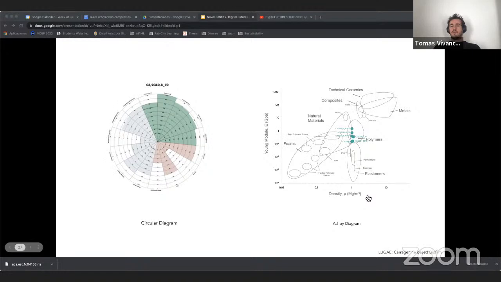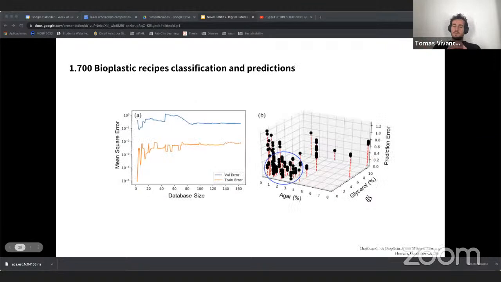Ongoing, we have a research project from Católica University and USACH with some material scientists and also a computational scientist. We're developing a pilot project in Región de los Lagos, where we're taking the local biomass, specifically algae, and we also train a machine learning model to classify more than 1,700 bioplastic recipes from academic articles, so we can classify them and extract their recipes.